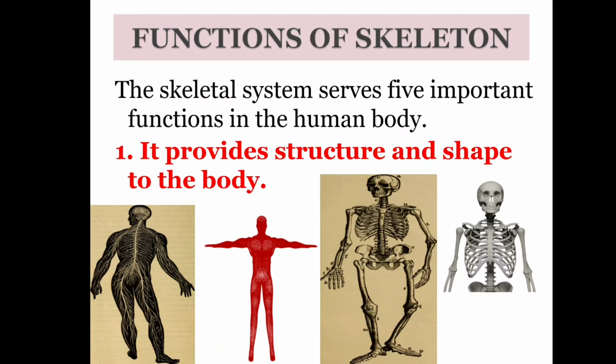Let us discuss about the functions of skeleton. The skeletal system serves 5 important functions in the human body. So how many functions? 5 functions are provided by the skeletal system. So the first one is it provides the structure and shape to the body. We get structure and shape due to the bones, and due to the skeletal system only we get the structure and shape of the body. So what is the first important function? It provides structure and shape to the body.